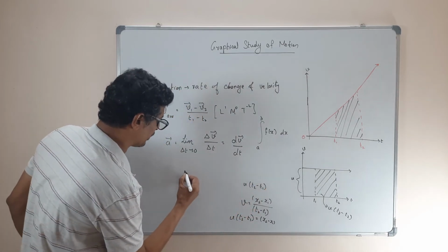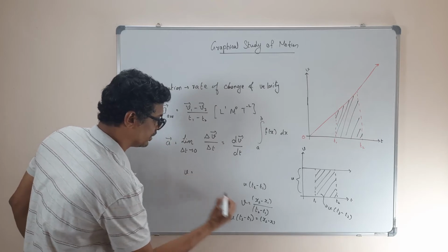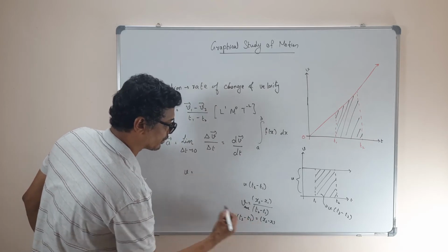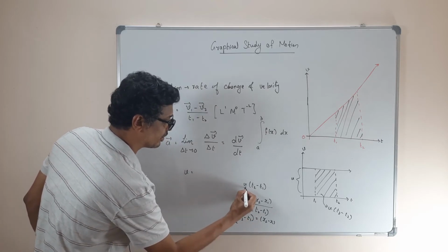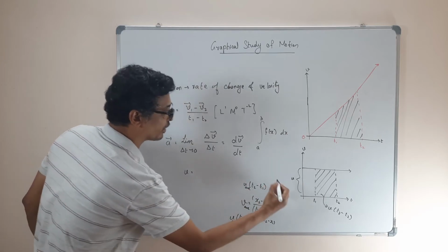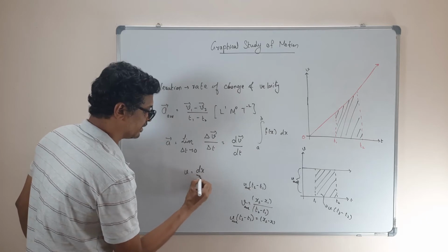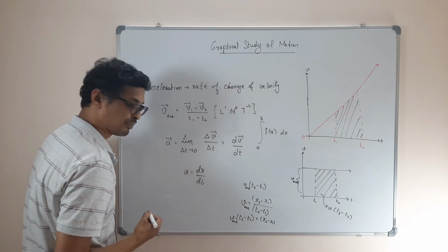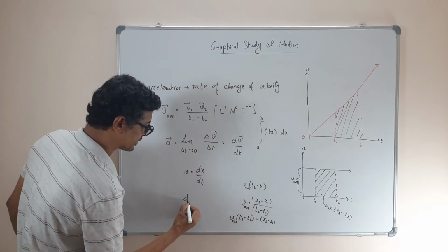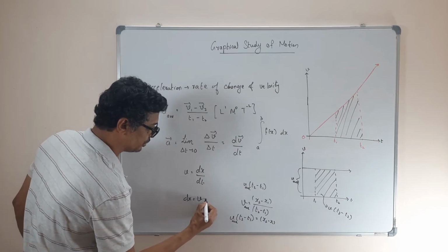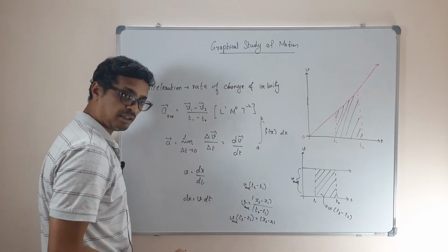If it is instantaneous velocity, V is equal to, this is VAV, sorry, I should have done. Let me call this as VAV. Instantaneous velocity is what? dx by dt. So therefore dx is equal to what? V into dt. Am I right?